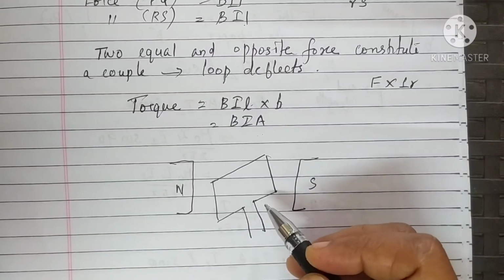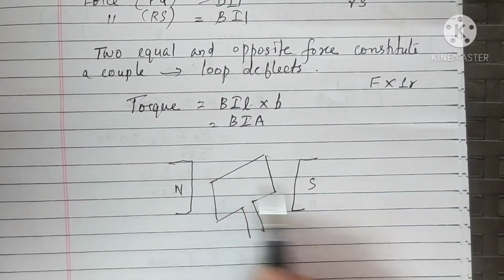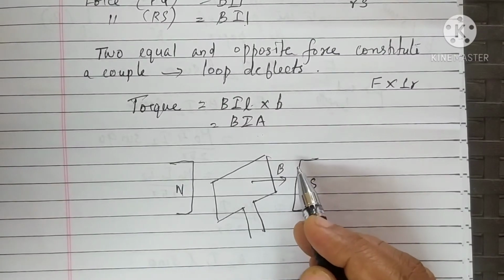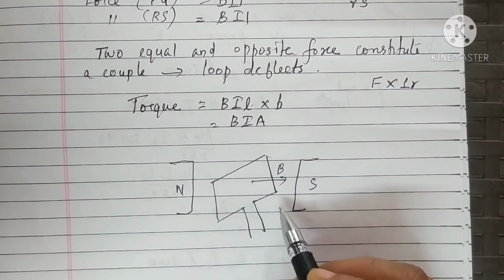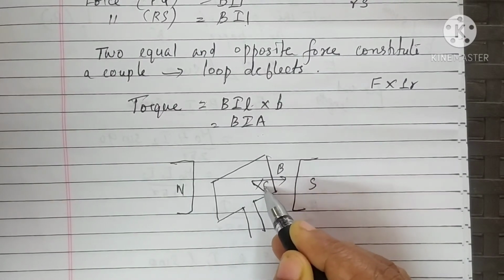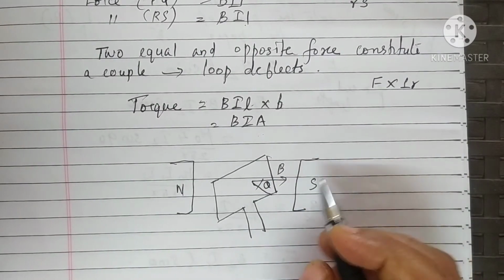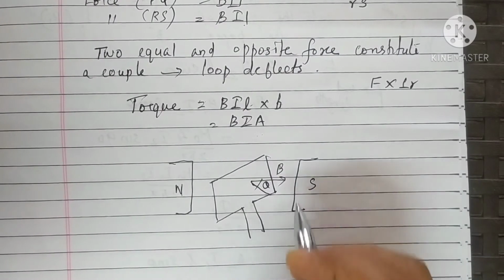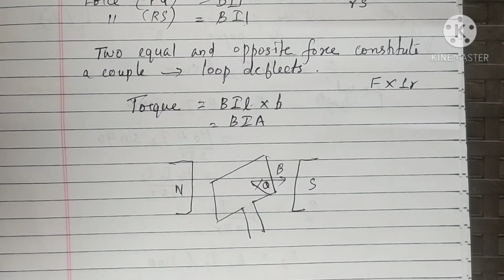Okay. That means here the direction of the magnetic field is like this. This is the direction of the magnetic field. But the plane of the loop is making an angle with it, isn't it? It is making an angle with it. In such a case, if you are finding the torque, you will get a little change in the expression.